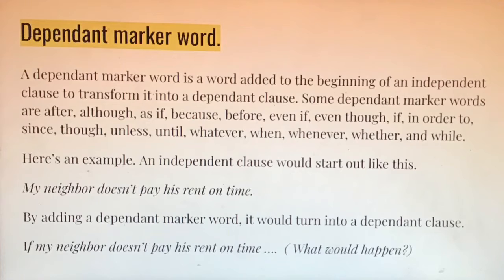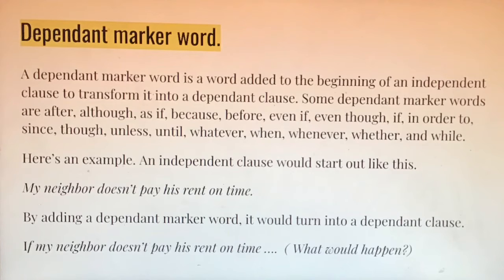Dependent marker words. A dependent marker word is a word added to the beginning of an independent clause to transform it into a dependent clause. Some dependent marker words are after, although, as if, because, before, even if, even though, if, in order to, since, though, unless, until, whatever, when, wherever, whether, and while.